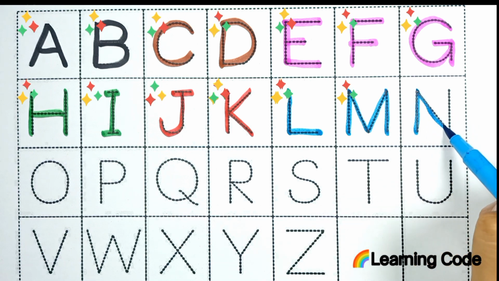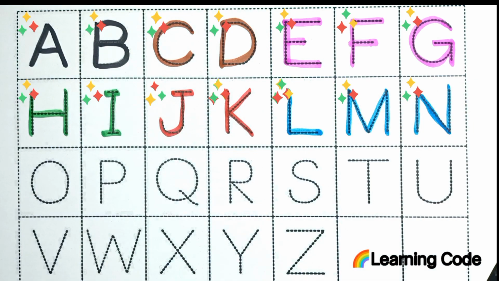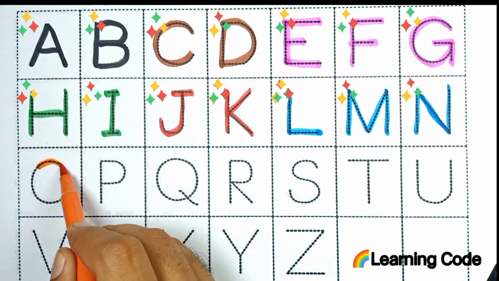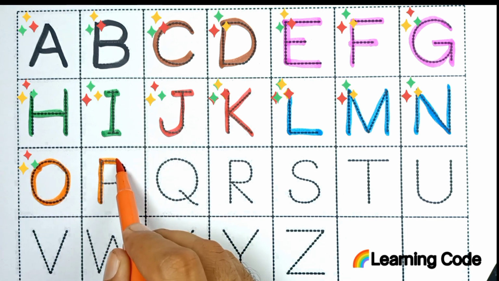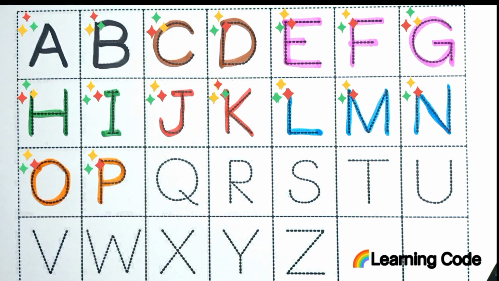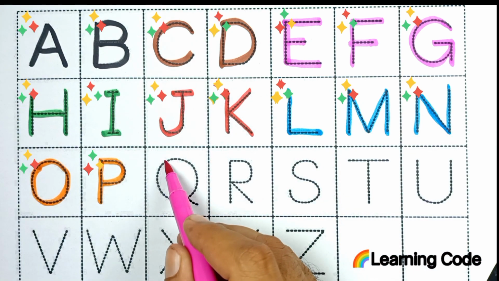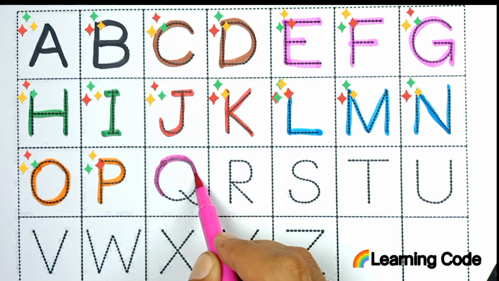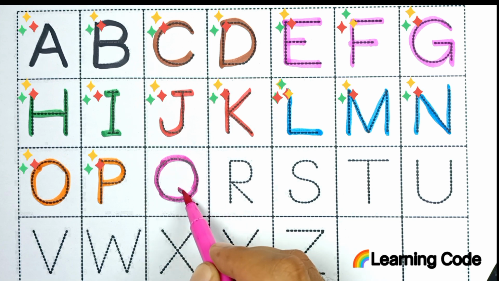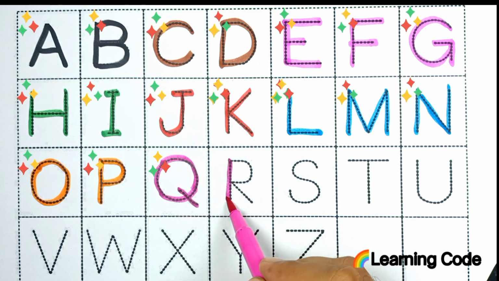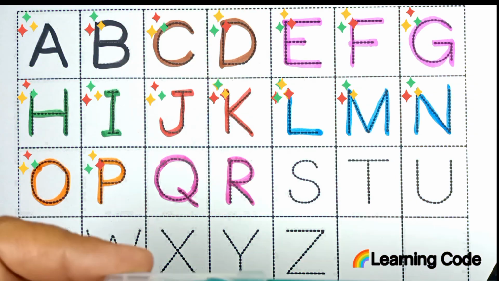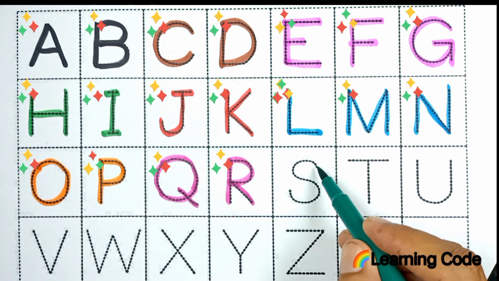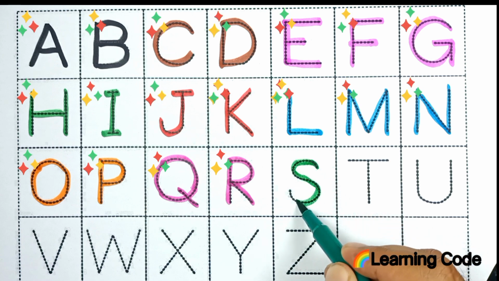N. N for Nest. Orange color. O. O for Orange. P. P for Parrot. Q. Q for Queen. R. R for Ring. Dark green color. S. S for Sun.